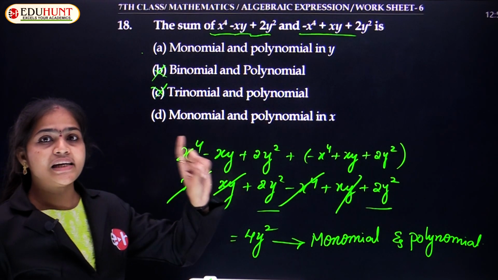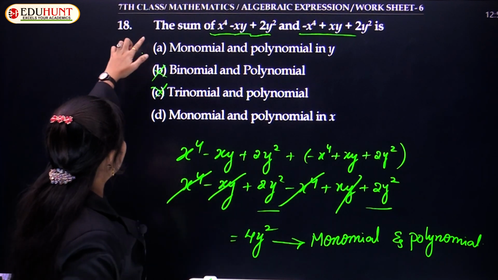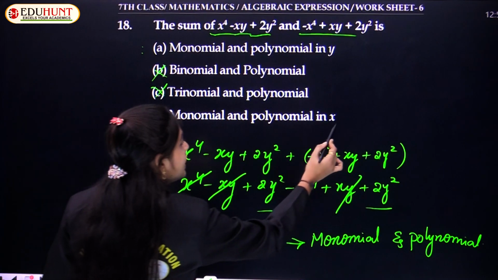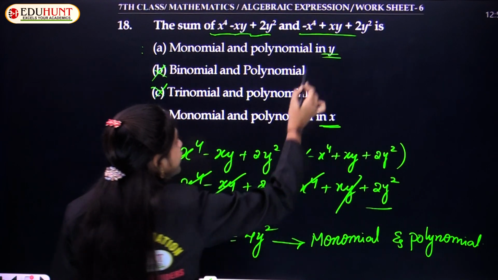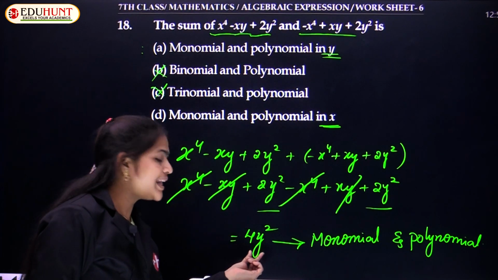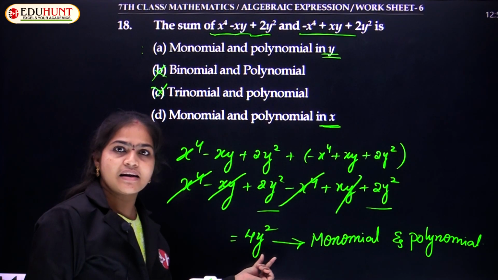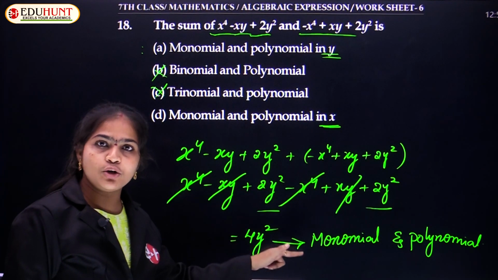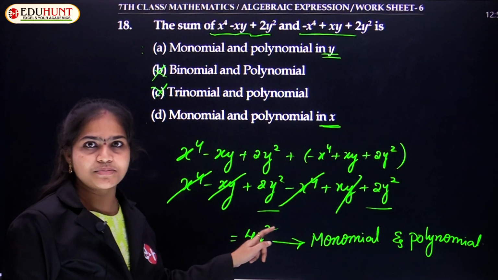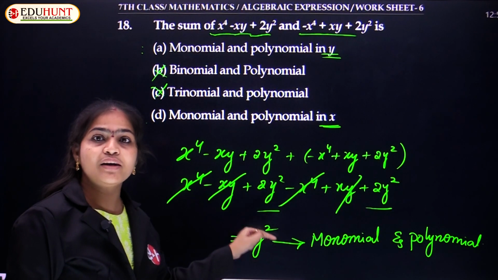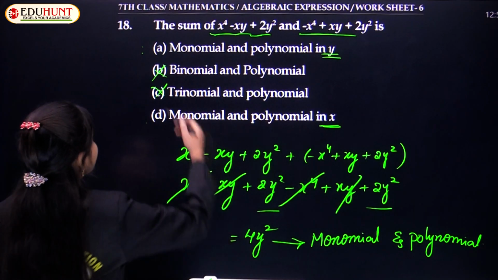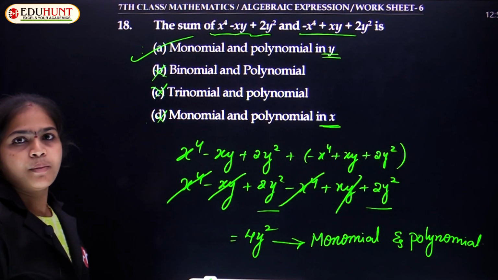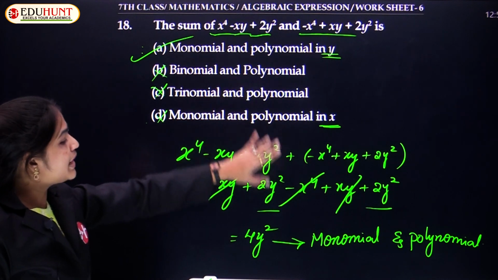Just observe option A and option D, what they given? Monomial and polynomial, monomial and polynomial, clear. And here in variable X they given, in variable Y they given. Which variable is there here? Y is there or X is there? Y only, no? So that's why this is the monomial and polynomial in Y terms. Here X term is not there. So option A is correct. Option D is wrong.